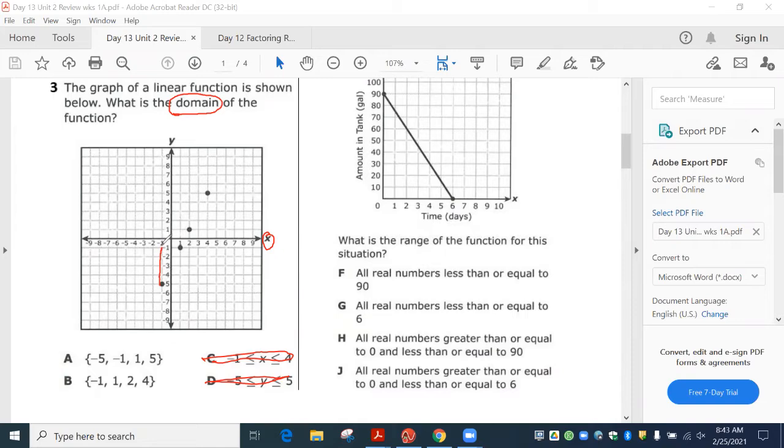We hit -1. Well, both of these have a -1, so that doesn't help. We go from this dot to the x-axis. We hit 1 right here. Well, both of these have a 1. You go from there.